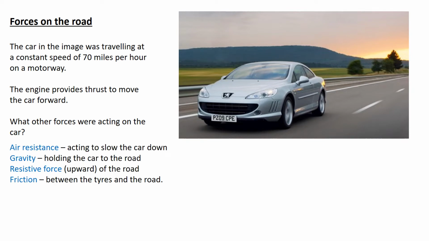So we've got 4 here. We've got air resistance, okay, acting to slow the car down. We've got gravity holding the car to the road. The resistive force, the upward force of the road. Friction between the tyres and the road.